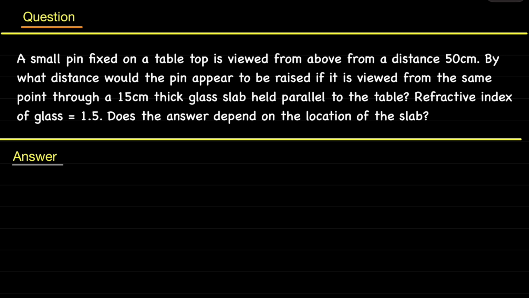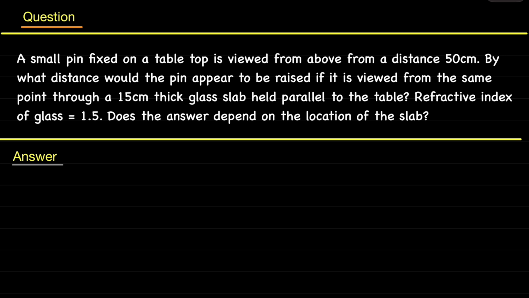This question is from Physics, chapter Ray Optics. A small pin fixed on a table top is viewed from above from a distance of 50 centimeter. By what distance should the pin appear to be raised if it is viewed from the same point through a 15 centimeter thick glass slab held parallel to the table? Refractive index of the glass is given as 1.5. And in the second part they are asking, does the answer depend upon the location of the slab?